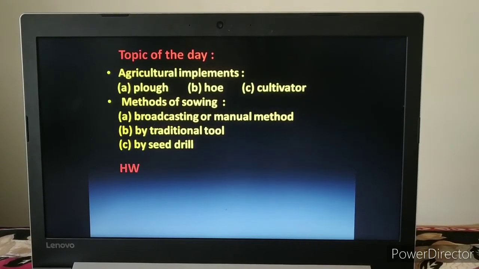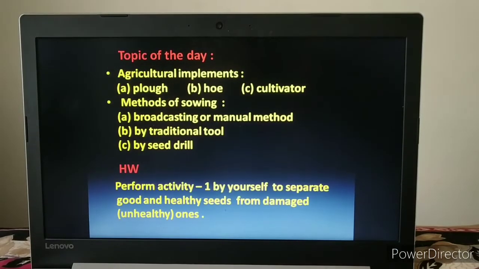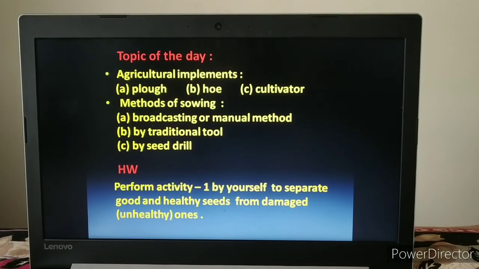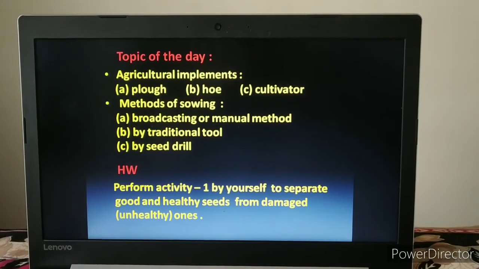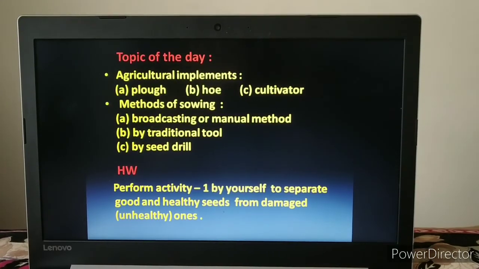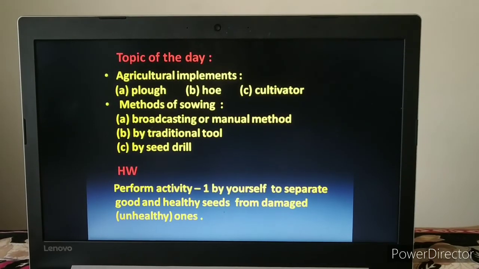So children, today your homework is to try to perform the activity that I have discussed with you by yourself and to separate the good and healthy quality seeds from the damaged ones.